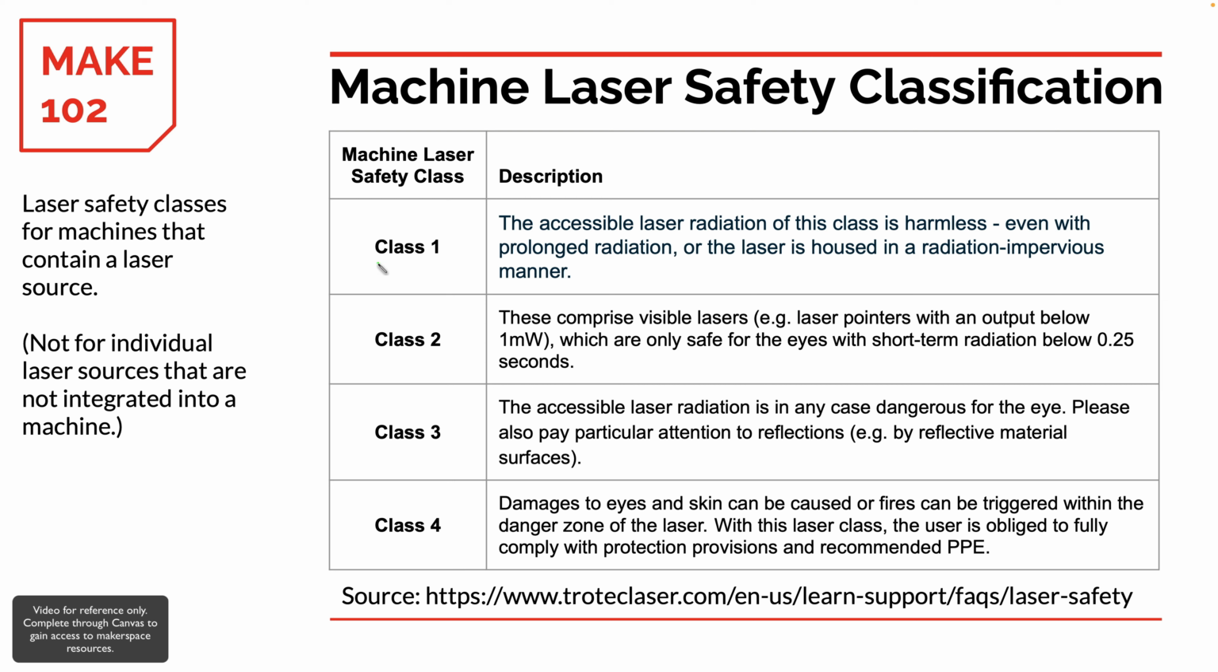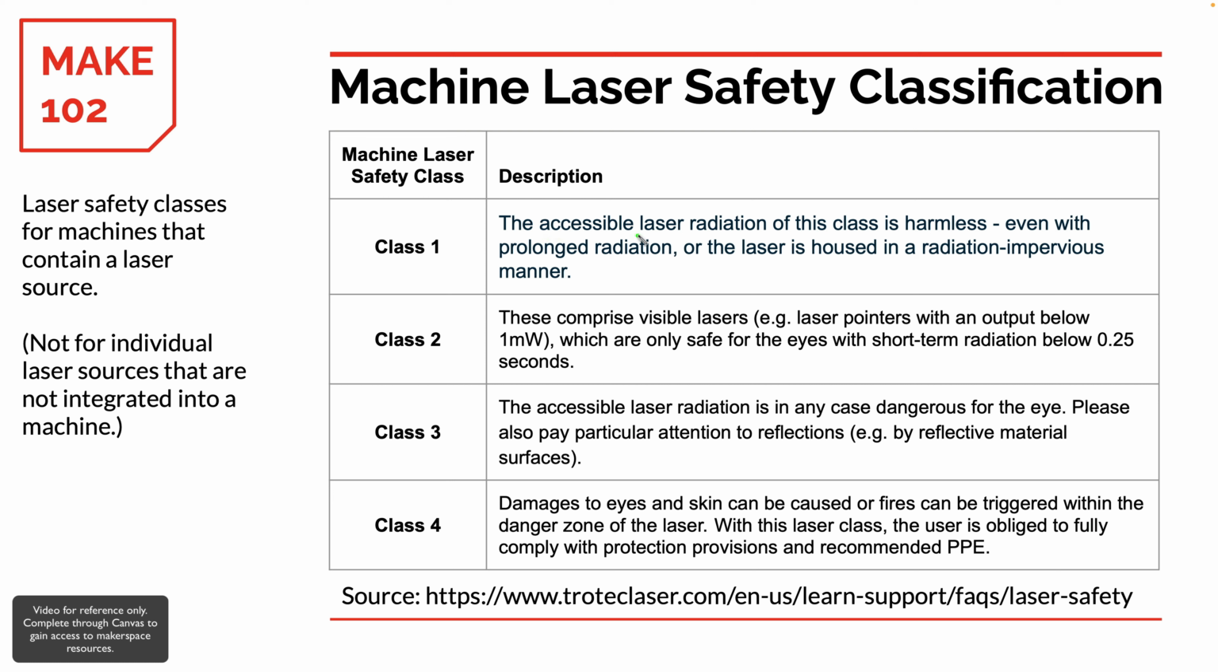So we classify this in class 1 through class 4. And class 1 machines, the laser radiation, the accessible laser radiation, is completely harmless. That means the amount that gets out of the machine is a harmless level. Class 2 is essentially the same as class 1, but it contains visible light lasers. So all of our lasers in our space are class 2 lasers because they have a visible laser pointer on them as well. The laser radiation that does the actual cutting is invisible, but the pointing laser is visible. So we are class 2 lasers.